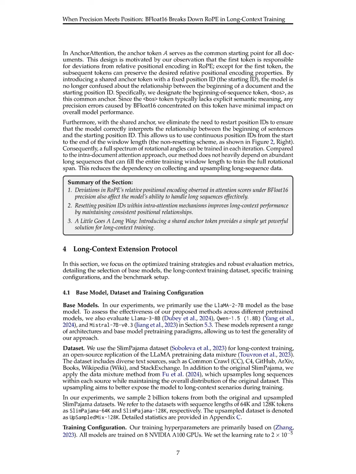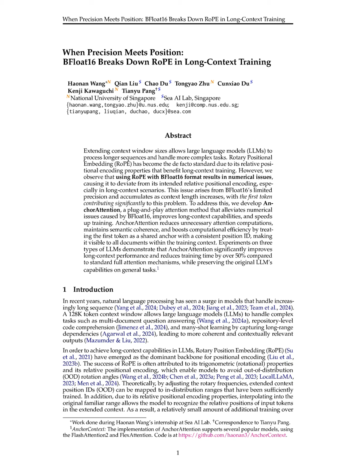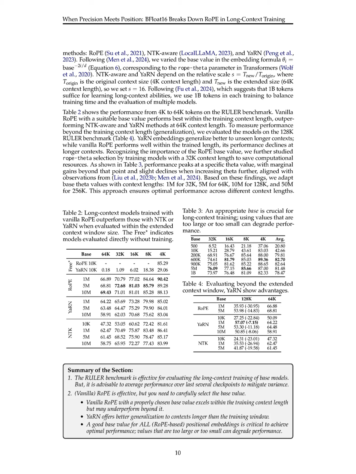By introducing a shared anchor token that maintains a consistent position ID across all documents, AnchorAttention eliminates the discrepancies caused by treating the first token differently in various windows. This design allows the model to learn the full spectrum of rotational angles without requiring sequences to reach the maximum context length, thus improving long context performance while reducing the computational burden. Overall, AnchorAttention enhances the model's ability to handle long contexts effectively while minimizing the precision issues associated with BFloat16.